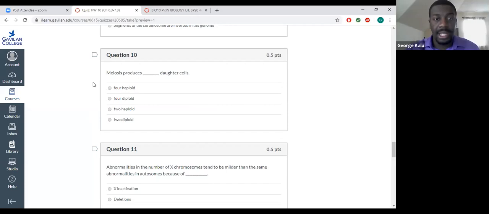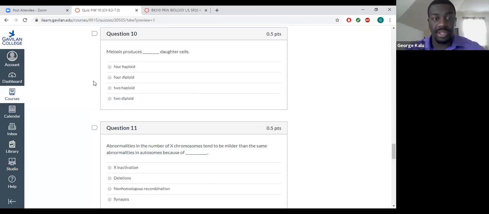Okay, number 10. So meiosis produces how many daughter cells? Is this going to be four haploid cells, 4 diploid daughter cells, 2 haploid daughter cells, or 2 diploid daughter cells? What do we think? Right, so we're going to have 4 haploid daughter cells being produced from meiosis, right? And each of those daughter cells will eventually become the sperm cell or the egg cell. Perfect.